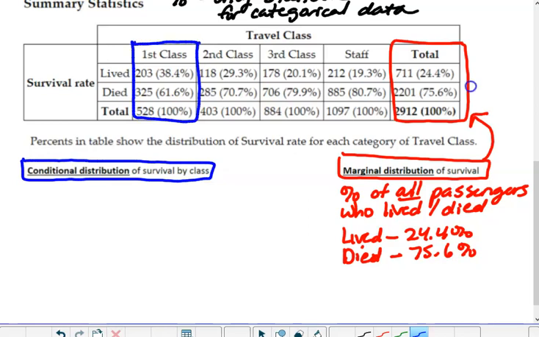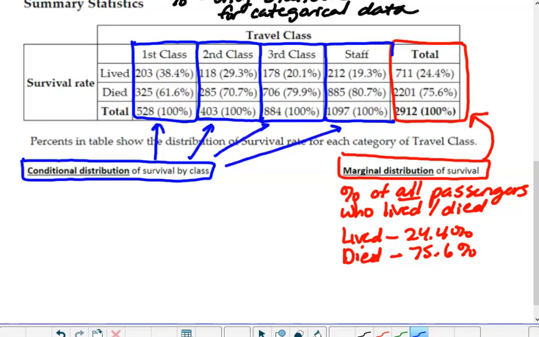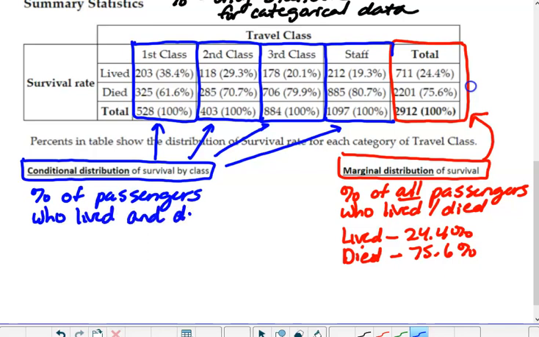Now, the conditional distribution by class: there are actually 4 different conditional distributions. There's a conditional distribution for first class, one for second class, one for third class, and one for staff. So 4 different conditional distributions. This is the percent of passengers who lived and died within each class. So it's separated by category.